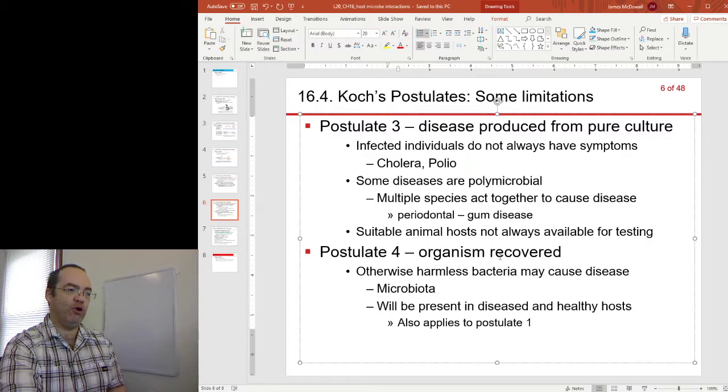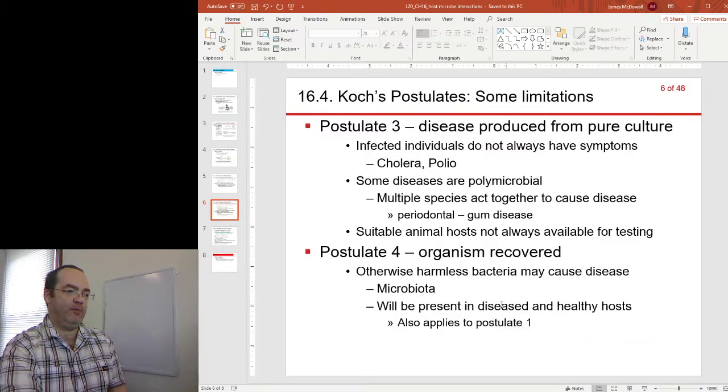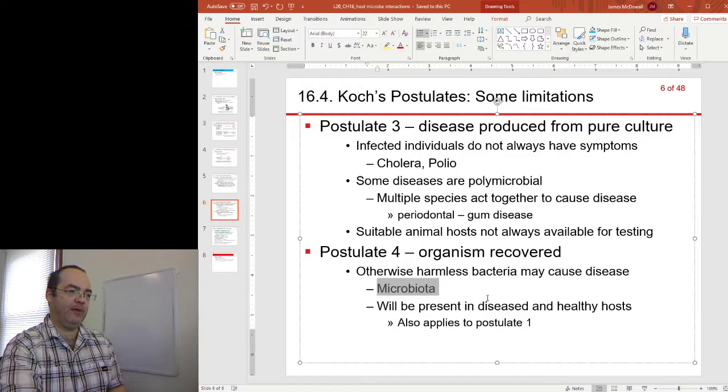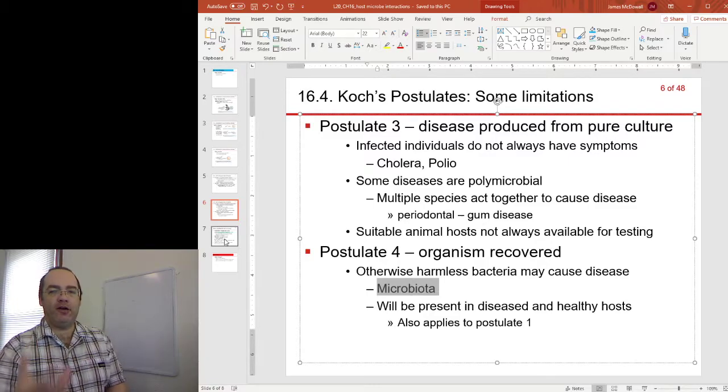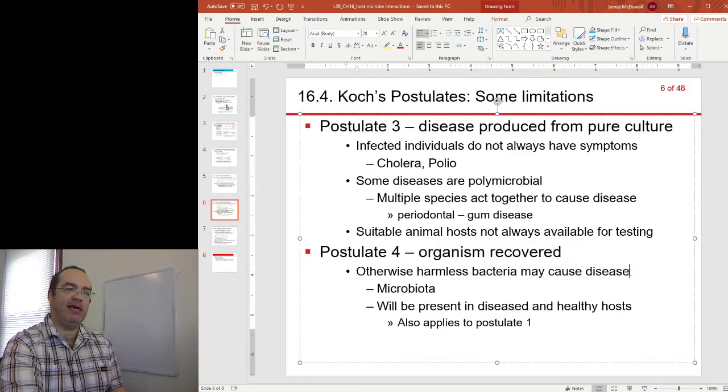And therefore you could recover the microbe from an infected animal, but you may just be recovering the microbiota. So, a good idea, but lots of problems, because of just the way that our understanding of the disease process has increased.